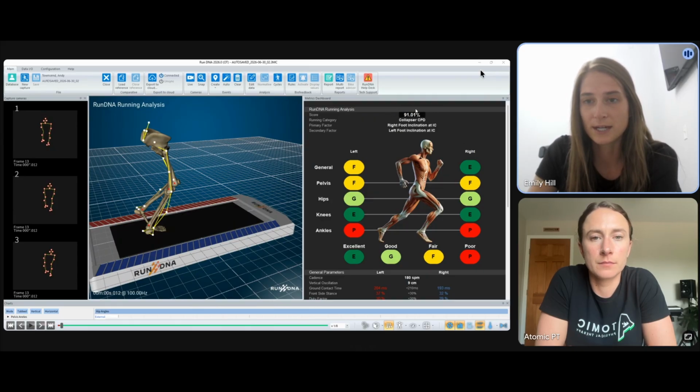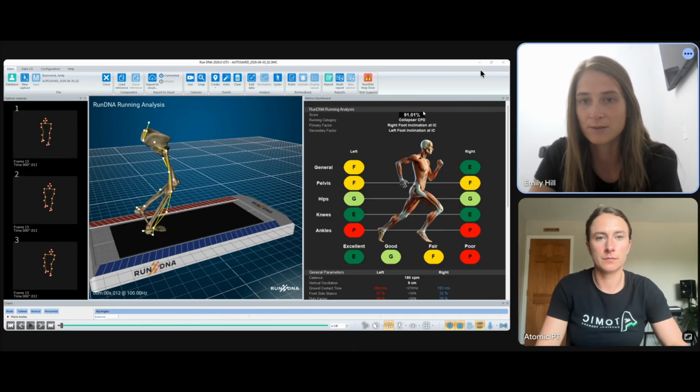And Andy scored a 91.01% on this run. So pretty good, but still some progress that we could make. So we'll look into that further.